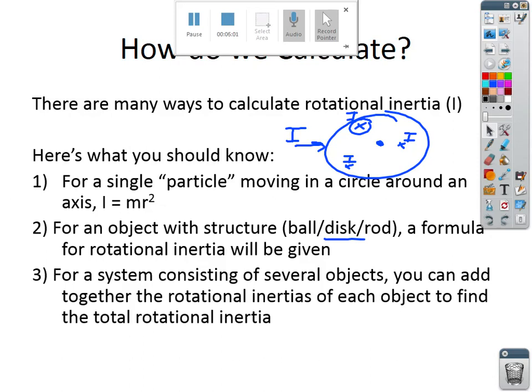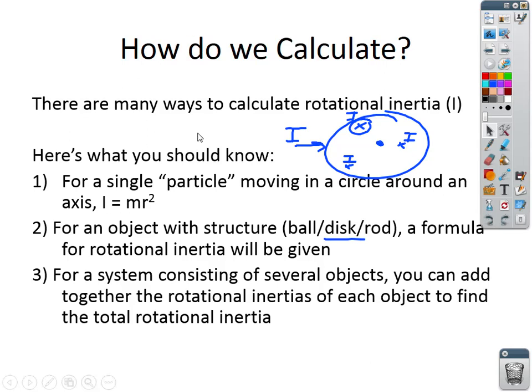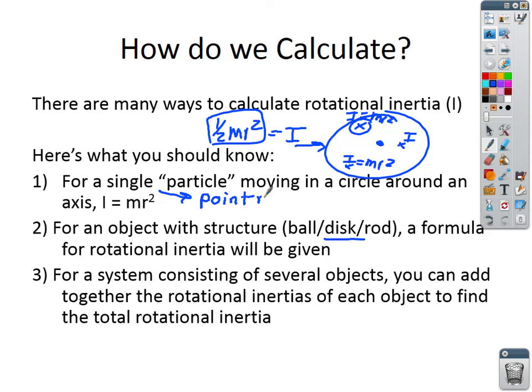So what we'd have to do with this particular merry-go-round problem is find the inertia for the disk, which would be given to you. In the problem, I think a disk is 1/2 mr squared. That's the rotational inertia for a disk. And then I'd have to add every single one of these point masses. That's another name for these single particles, you'll refer to them often as point masses. All of these will be mr squared, mr squared, mr squared.